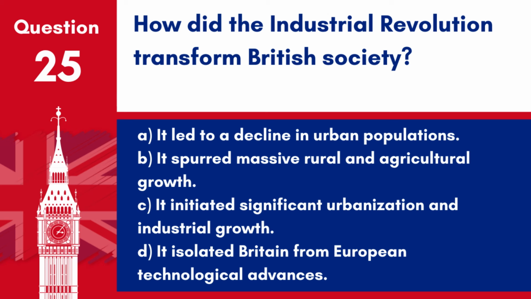Answer: C. It initiated significant urbanization and industrial growth. The Industrial Revolution fundamentally transformed British society by spurring extensive industrial growth and urbanization, shifting populations from rural to urban areas and changing the economic landscape.